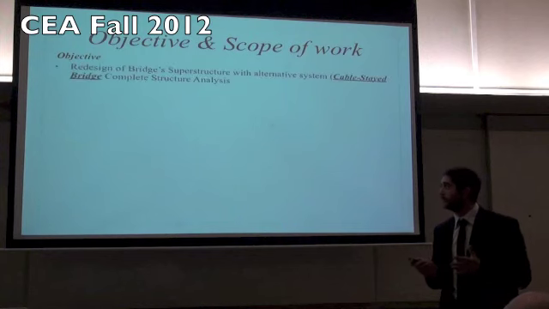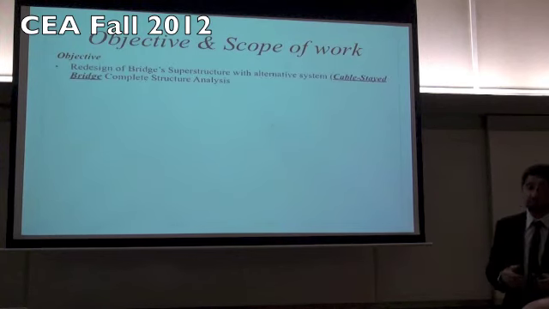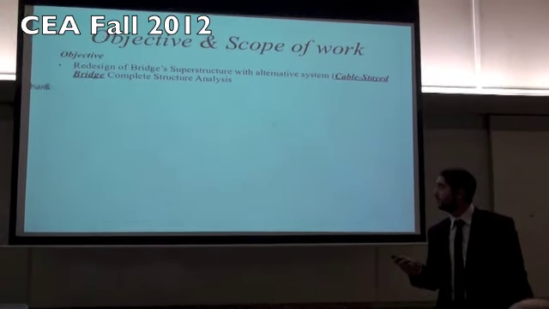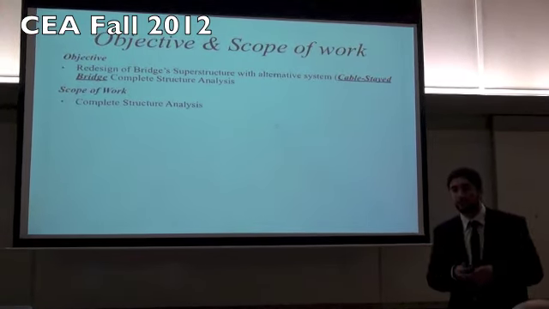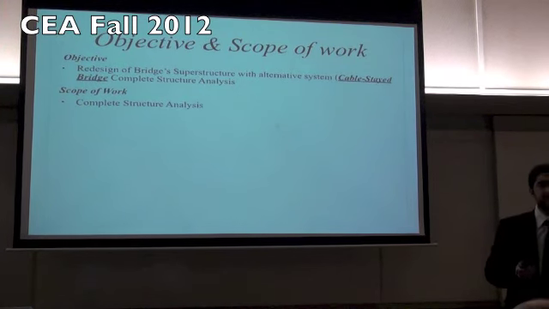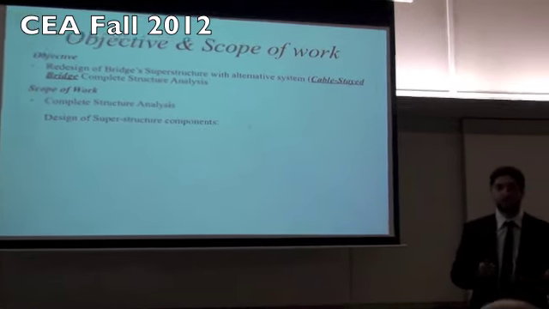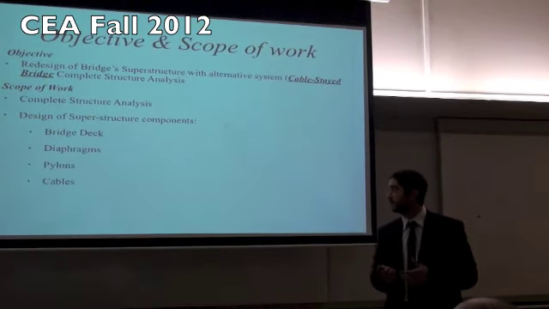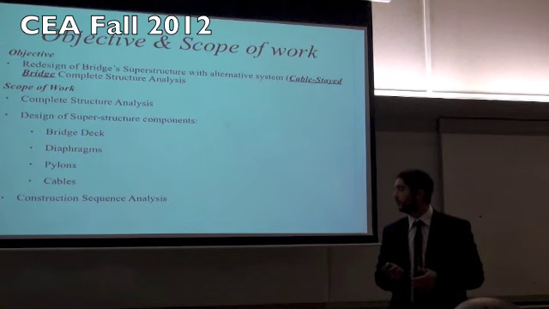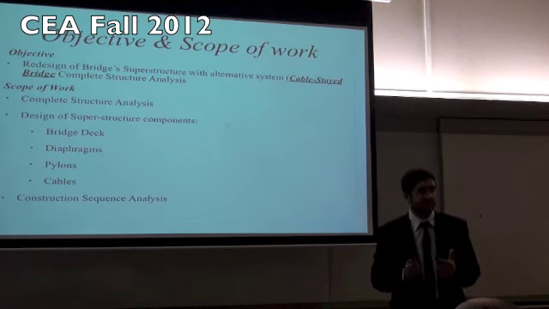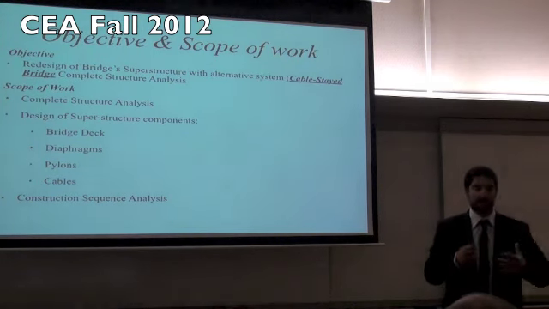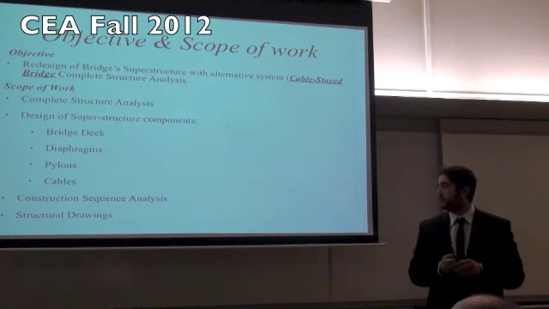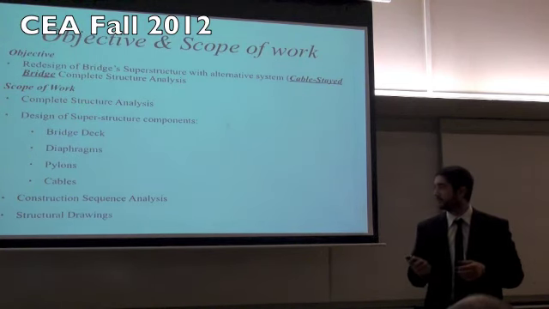Our proposed objective is to redesign the bridge superstructure with an alternative solution, which is the cable-stayed bridge. Our scope of work will be the complete structural analysis of the system, the design of the superstructure components, which includes the bridge deck, the diaphragms, the pylons, and the cables. Then, we're going to talk about the construction sequence analysis. How did we accomplish this, and how is this possible to be done in real life? And we're going to end with the structural drawings.